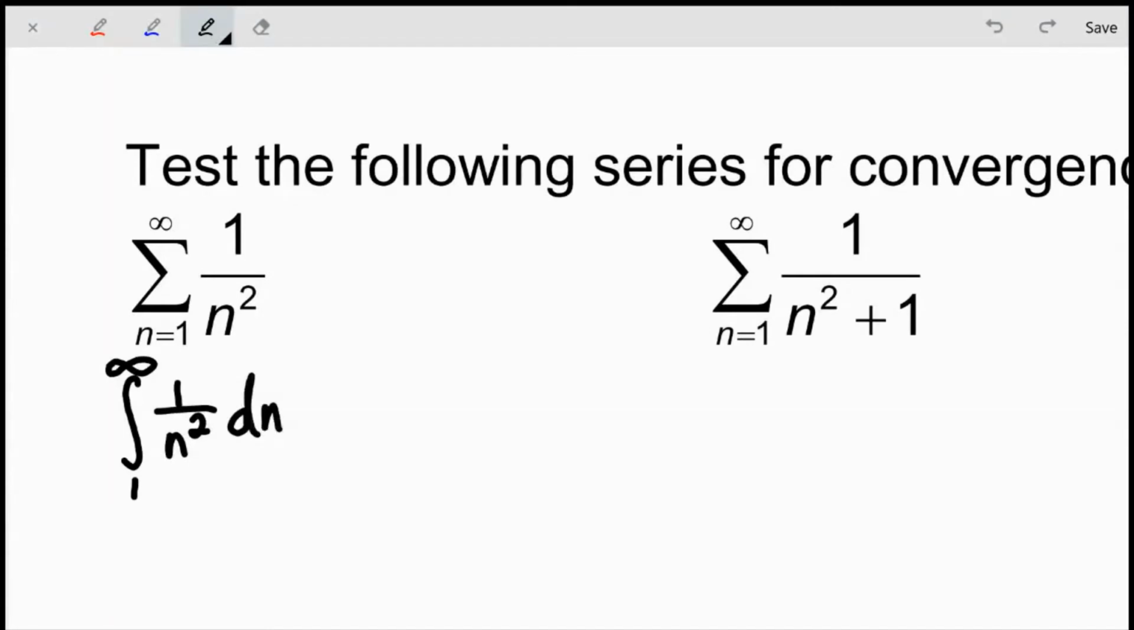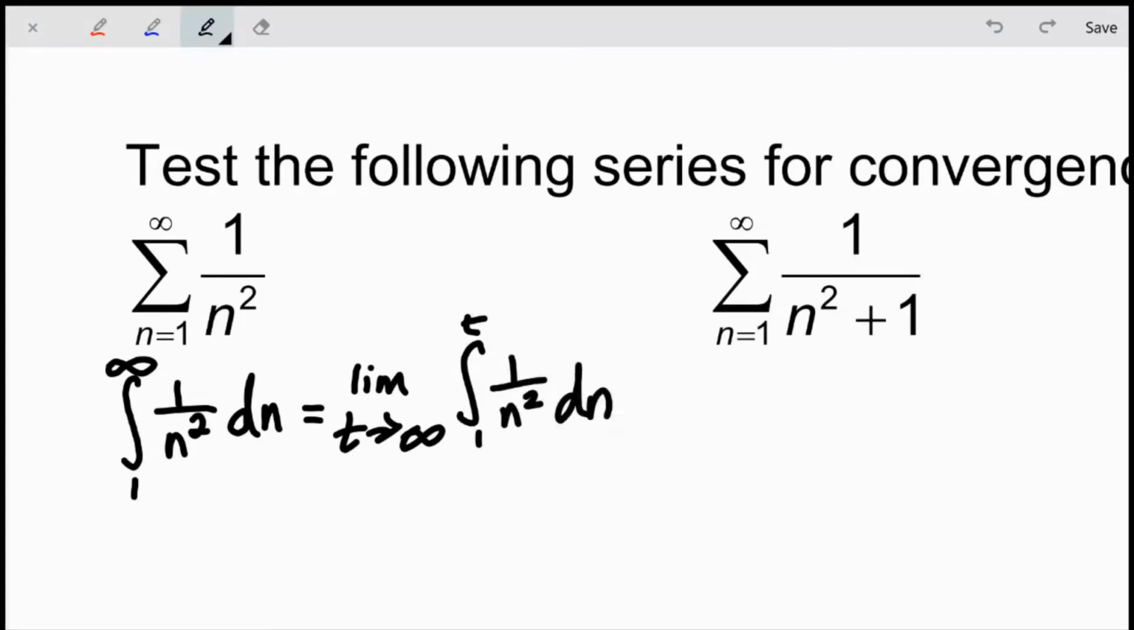Okay, so now all I have to do is essentially solve this improper integral. If this integral converges, that means my series converges. If this integral diverges, that means my series diverges. Remember when you solve these, don't forget to be really good with your notation here. So I'm going to convert this to a limit and make this the integral from 1 to t of 1 over n squared dn. And now I can solve this out.